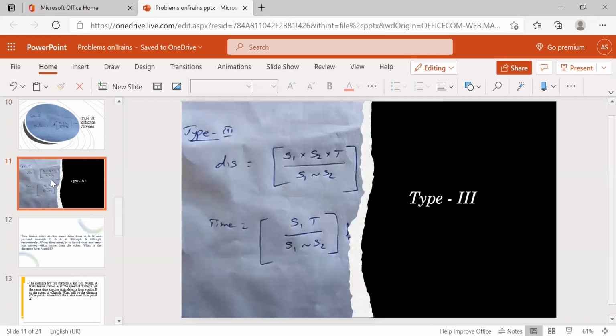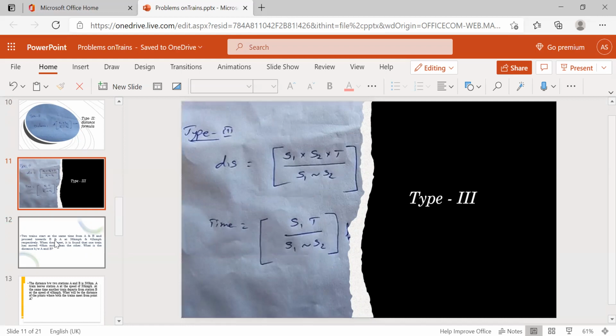Come to the third type: starts from the same station. The distance when they will meet is S1 into S2 into the time difference, divided by the difference of S1 and S2. In the same station case, the time difference is when they leave. S1 and S2 are the speeds, and t is the time when they will meet: S1 into t by the difference of S1 and S2.